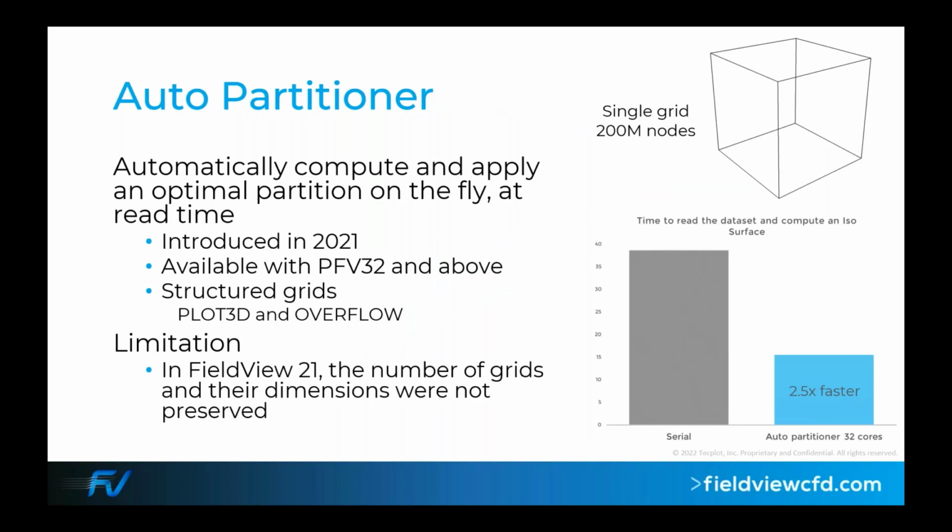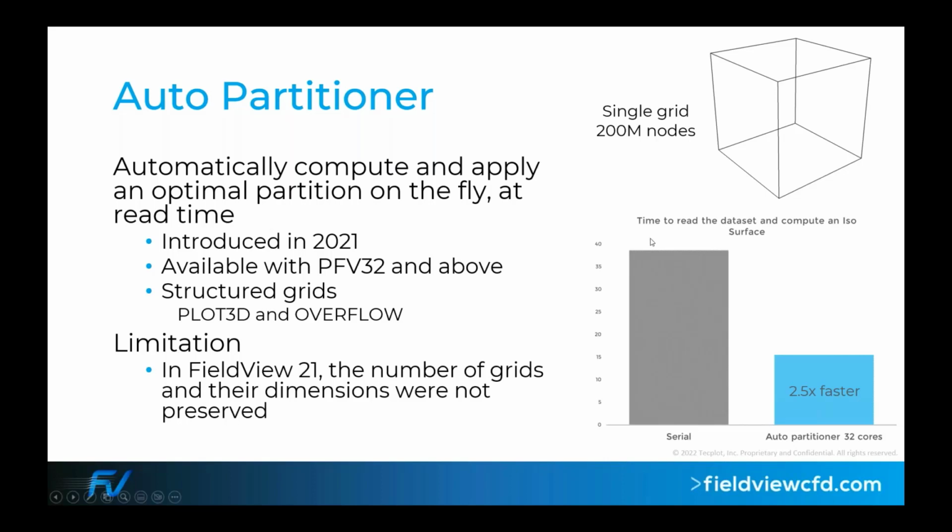Speaking of parallel, another improvement we've been working on is a new step in our auto partitioner. This is something that was introduced in our previous release, FieldView 21. It's been made available to all customers with Parallel 32 licenses and above. It will partition structured datasets, so the Plot3D and the Overflow readers benefit from it. It's going to partition your grids on the fly so that you have the best possible load balancing for reading your case in parallel.